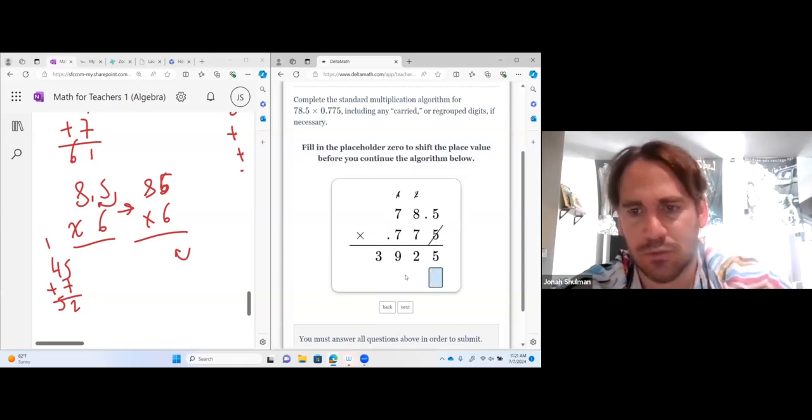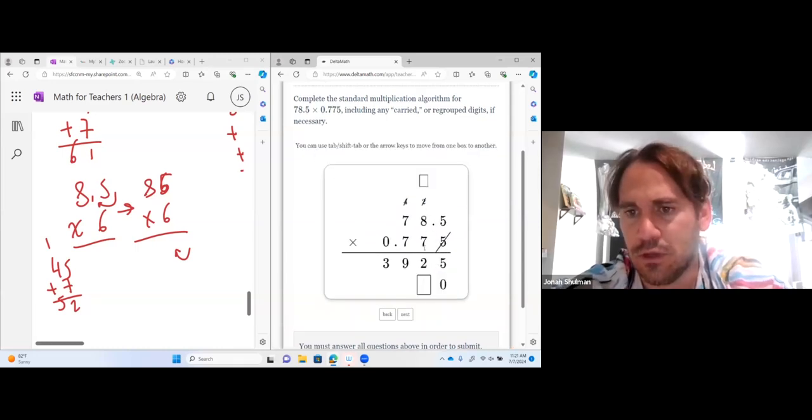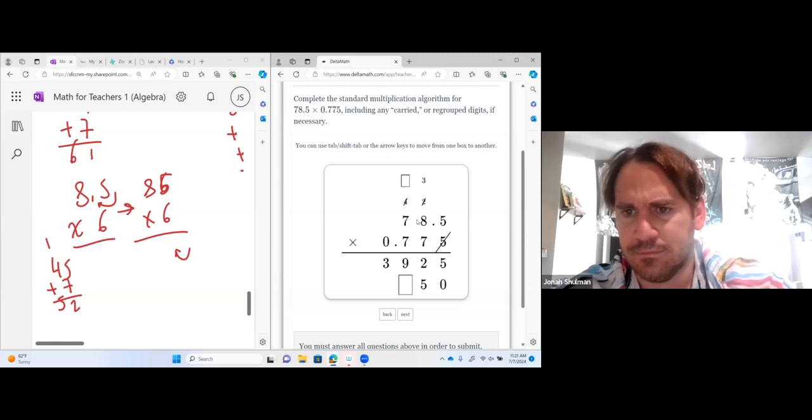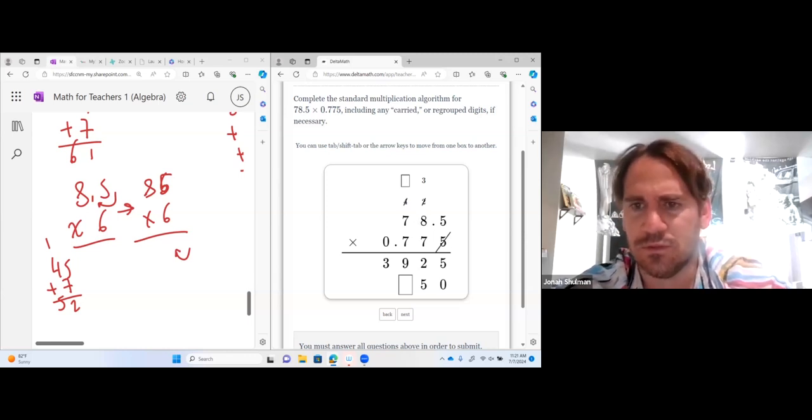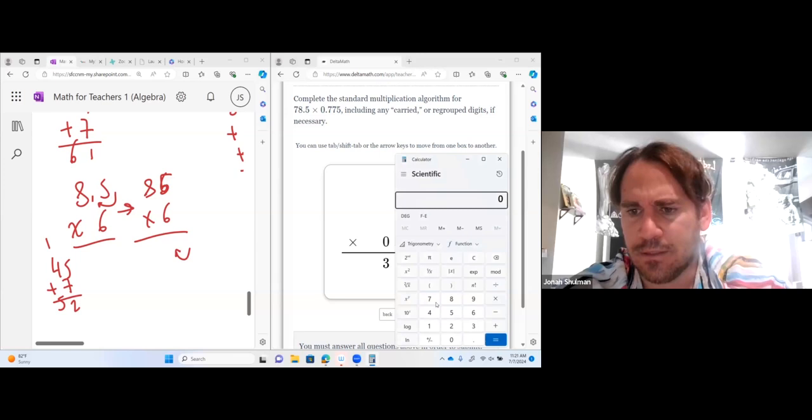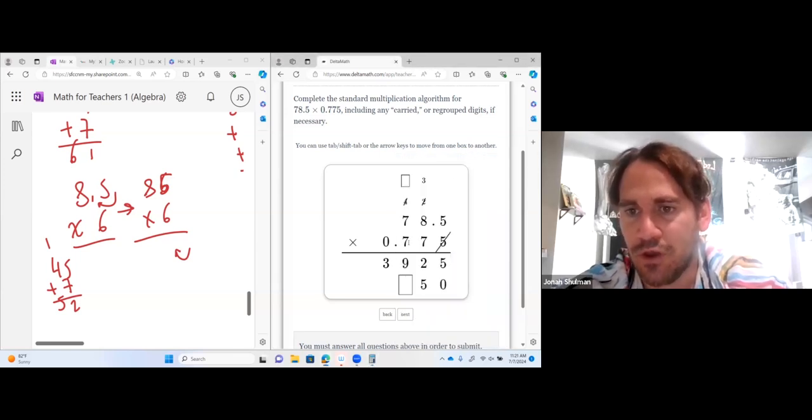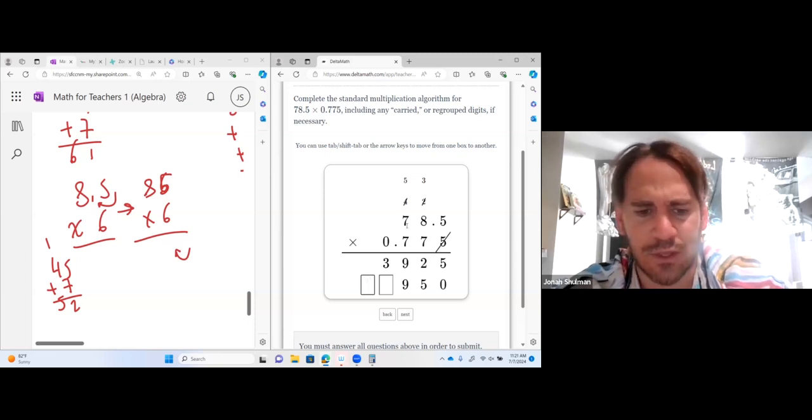All right, so now we're going to go with 70. 7 times 5 is 35. 7 times 8 is 56, plus 3 is 59. If you get confused, just check yourself. I like to just make sure that I'm not saying the wrong thing after doing so many in a row. All right, so 56 plus 3 is 59. And then we have 7 times 7, which is 49 plus 5. 49 plus 5 is 54.